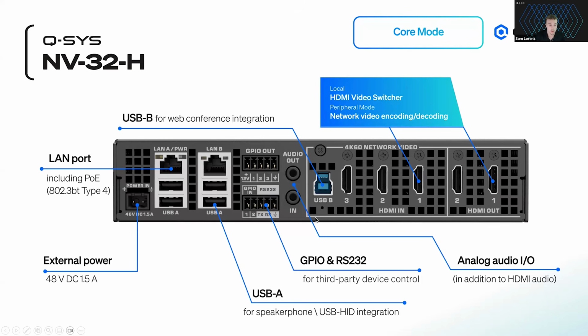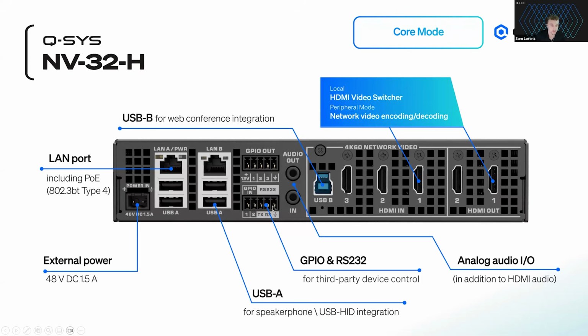In the middle here, we have two analog audio connections. We have one analog in and one analog audio out. Those are 3.5 analog ports. So it allows you to either plug in a mic, or if you want to route audio to an analog speaker, you take audio out of this NV32. Just many different options there.